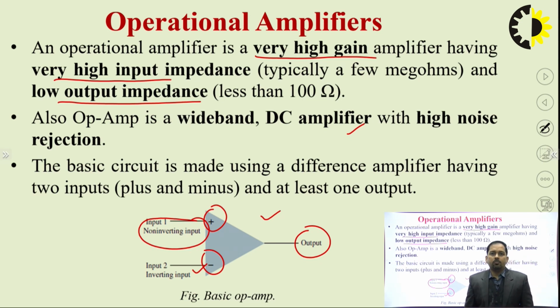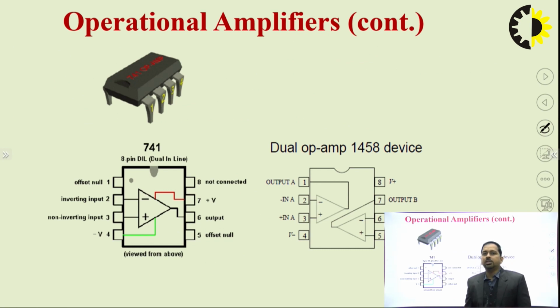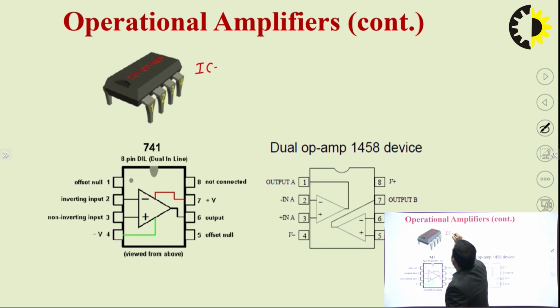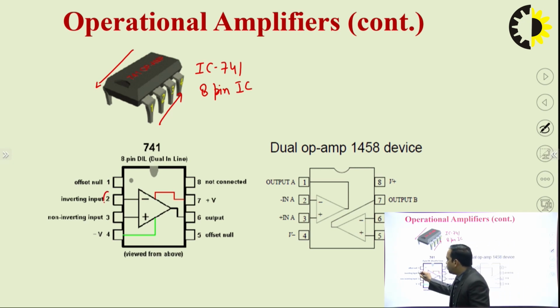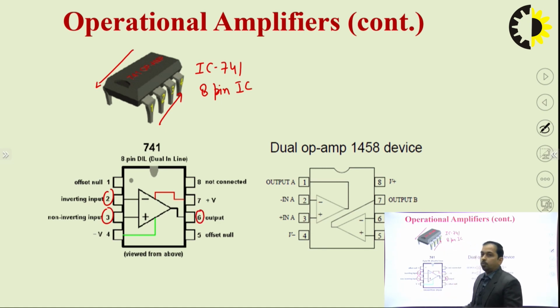Now we'll see the practical IC, which is IC741, the 8-pin IC. To the left we have 4 pins, and to the right we have pin number 5 to pin number 8. How is this pin configuration represented? Pin number 2 and pin number 3 are the inputs, whereas pin number 6 is the output.